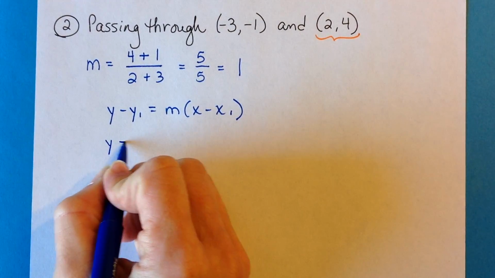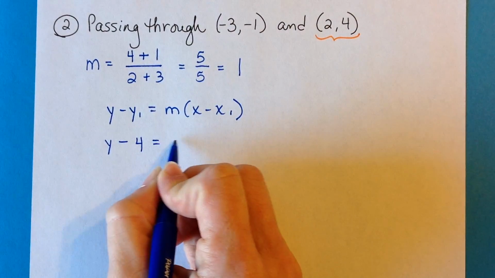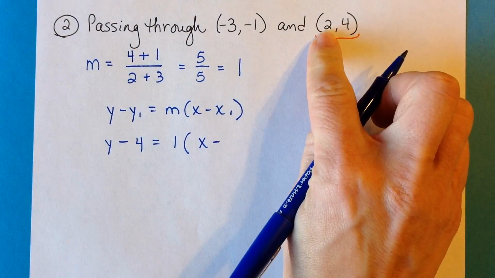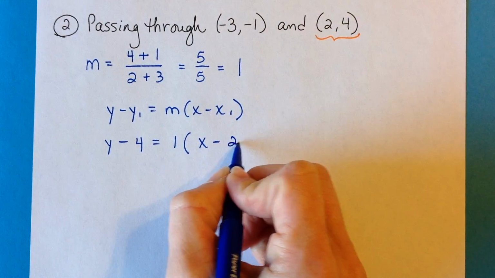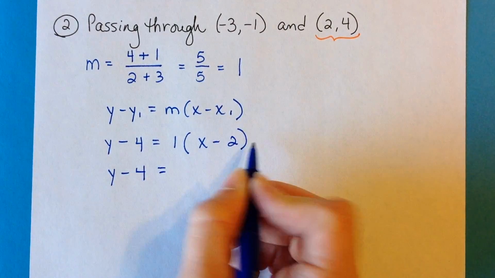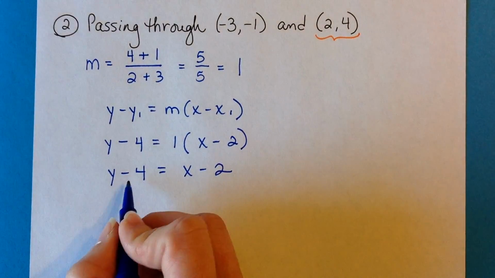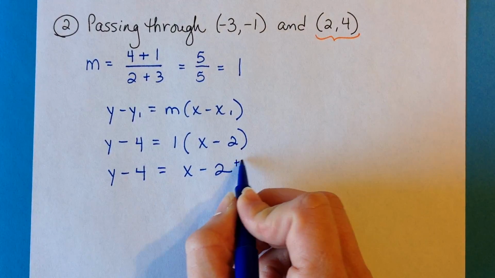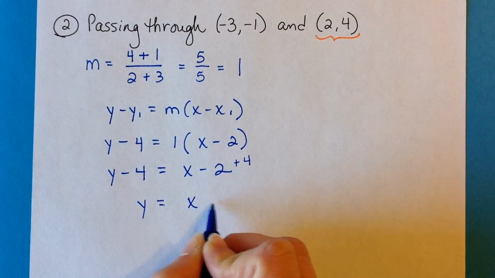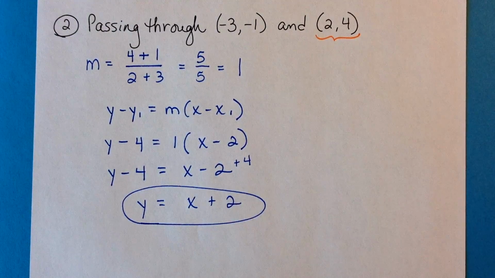So I would have y minus the y-coordinate, which is 4, equal to the slope times x minus the x-coordinate of my point. Of course, distributing a +1 would still just give you the x minus 2. And then last, to get y by itself, you would need to add the 4. So y is equal to x plus 2. So there is your equation.